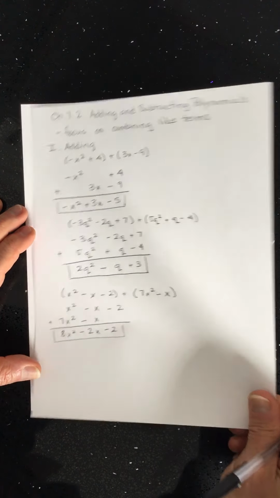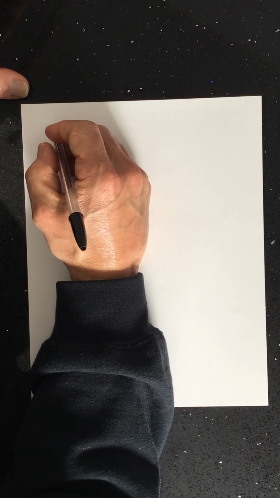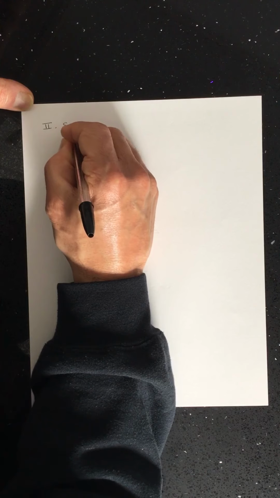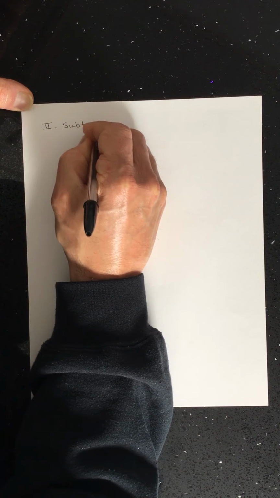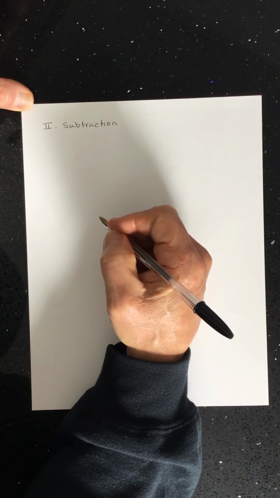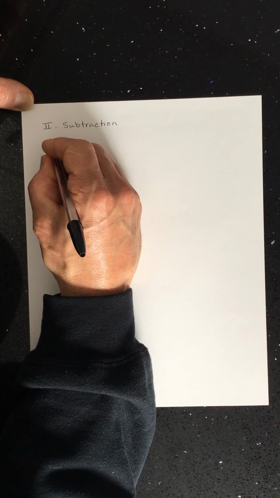Okay. Here we go. I'm going to change the page. And here come the subtraction models. Again, nothing's different. We're going to focus on the like terms.